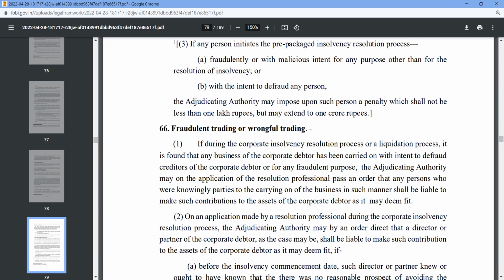So in this case, in section 66, they are making the directors or partners personally liable. So on an application made by a resolution professional during the corporate insolvency resolution process, the adjudicating authority may by an order direct that the director or partner of the corporate debtor, as the case may be, shall be liable to make such contribution to the assets of the corporate debtor as it may deem fit.